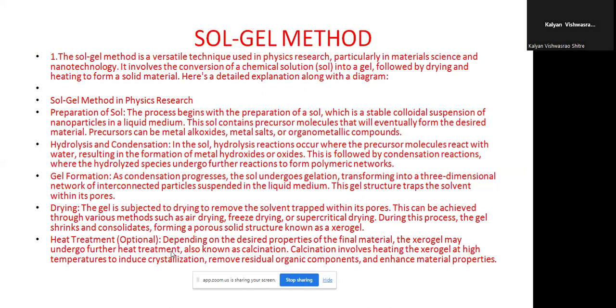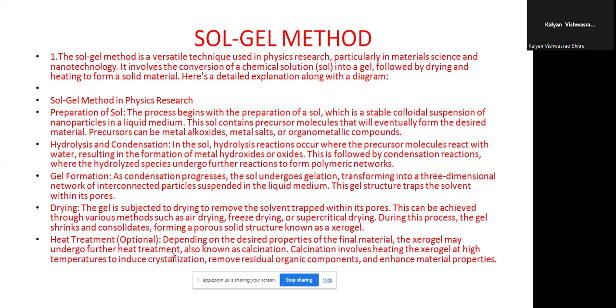Here a detailed explanation along with a diagram has been given. Sol-gel method in physics. Preparation of sol. The process begins with the preparation of sol, which is a stable colloidal suspension of nanoparticles in a liquid medium. These sols contain precursors that will eventually form the desired material. Precursors can be metal alkoxides, metal salts, or organometallic compounds.